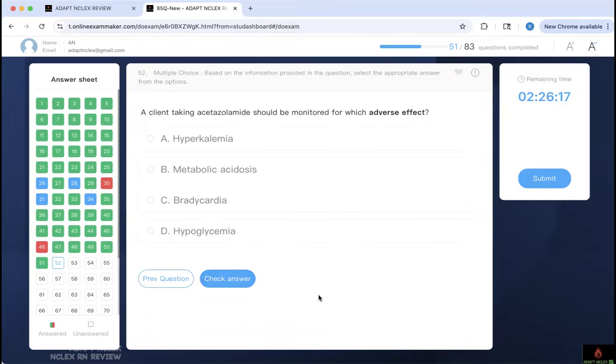A client taking acetazolamide should be monitored for what adverse effect? Hyperkalemia, metabolic acidosis, bradycardia, and hypoglycemia. This is what? A diuretic. Now you can use it if you have what? Glaucoma and other things. But the specific side effect associated, if you don't know, write it down. But choose your best answer choice based on the options I've given you.